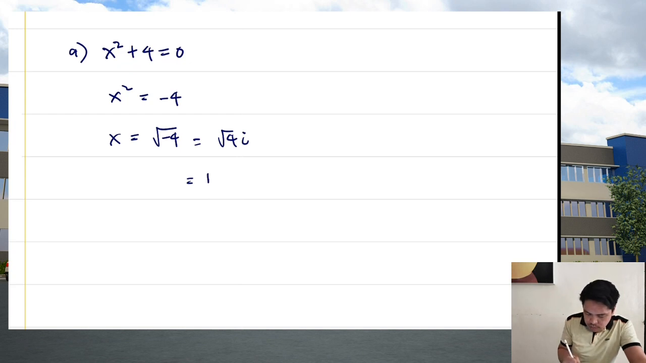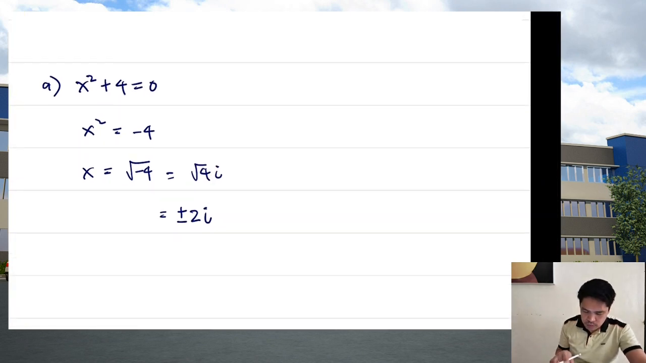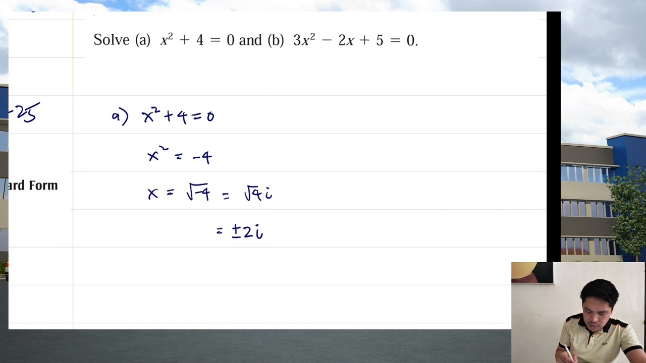So the answer is just positive negative 2i because the square root of 4 is positive and negative 2. Ganun lang siya kadali. How about letter B? For letter B, we have 3x squared minus 2x plus 5.